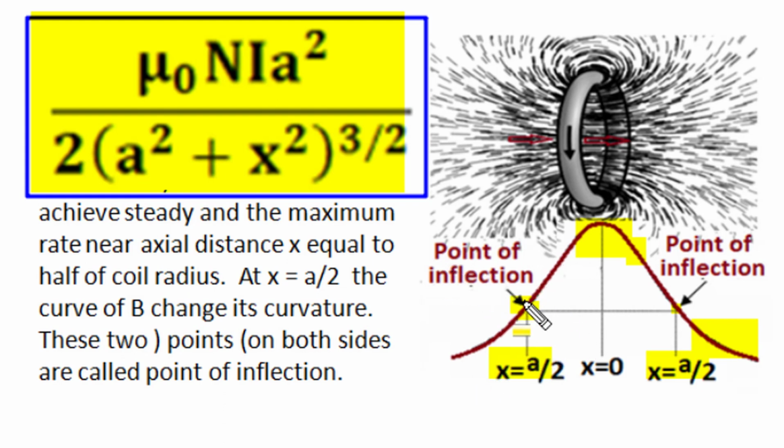So these changing points are known as points of inflection, and they have a maximum and steady rate of change of axial field flux density with displacement. Now these 2 points on both sides of the coil axis at half of the radius position have the maximum rate of change of field flux density with axial displacement, and these points are known as points of inflection.